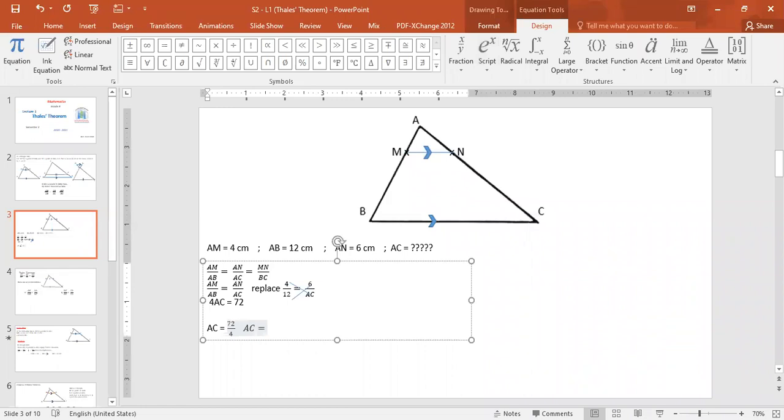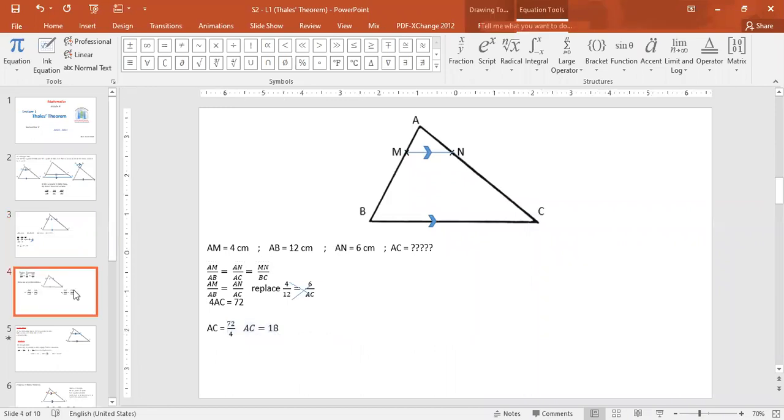72 divided by 4 is 18, okay? So this is how we get the missing measure AC. Did you see how we apply Thales theorem to get the measure of AC, guys? Yes, this is clear. This is how we apply Thales theorem in order to get a missing measure given in a triangle.